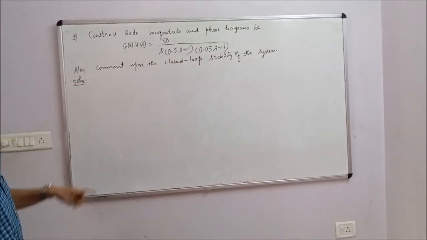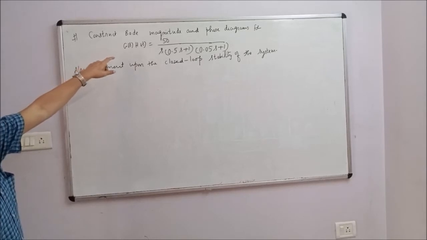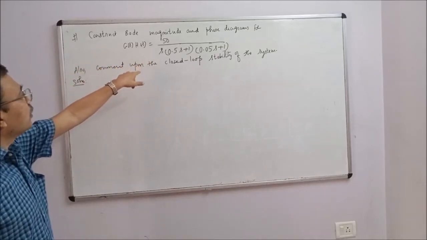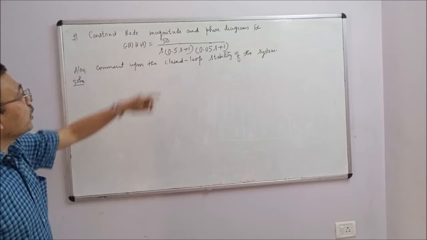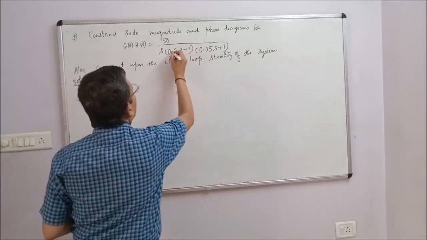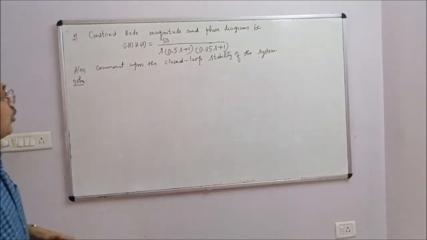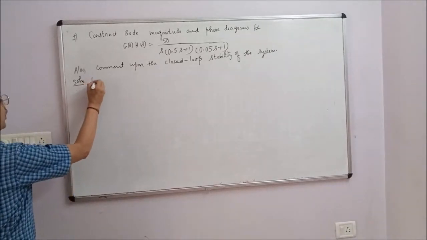Construct Bode magnitude and phase diagrams for G of S, H of S is equal to 50 divided by S into 0.5 S plus 1 into 0.01 S plus 1. Also comment upon the closed loop stability of the system. So we will start like this.